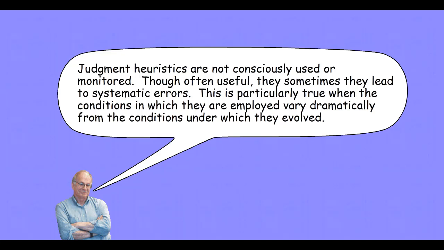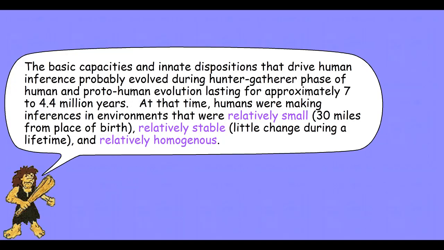Judgment heuristics aren't consciously used or monitored. Though often useful, they sometimes lead to systematic errors, and this is particularly true when the conditions in which they were employed vary dramatically from the conditions under which they evolved. So what sort of conditions are relevant when we think about our inductive inference strategies?